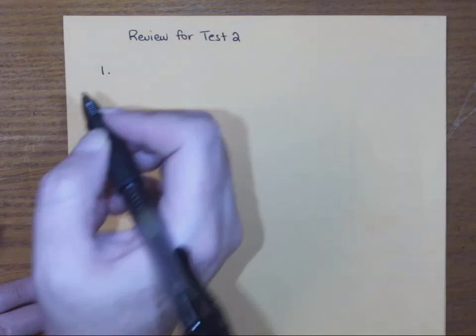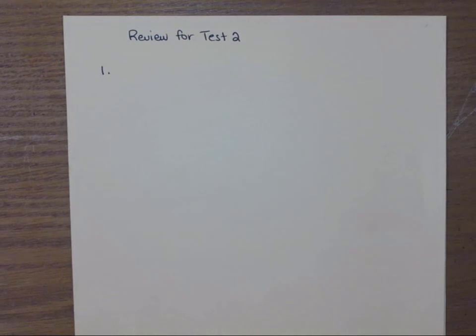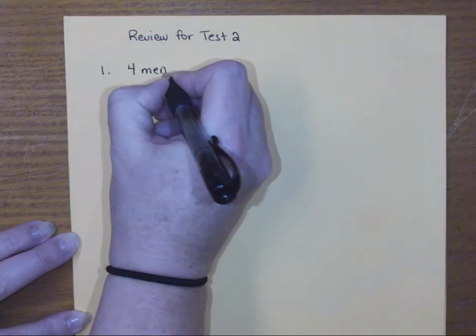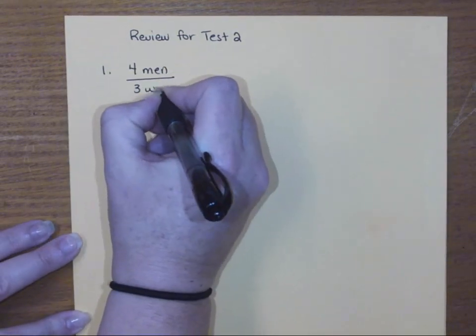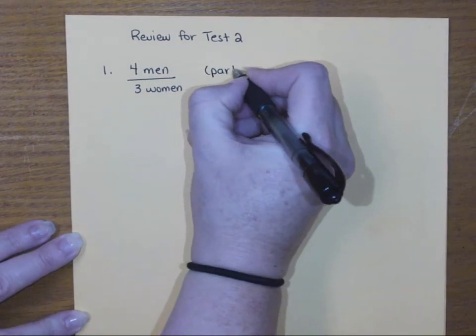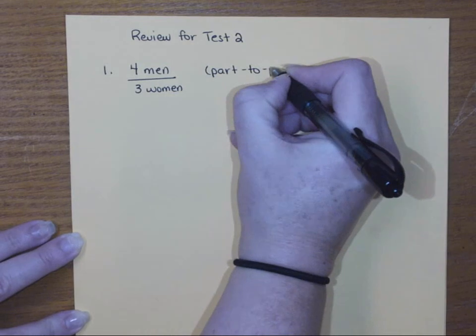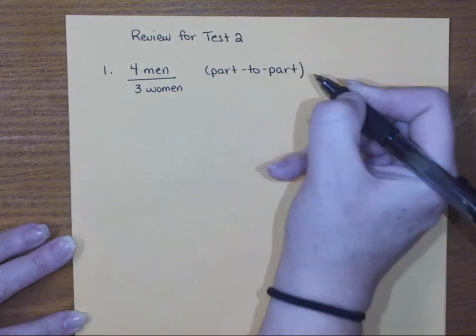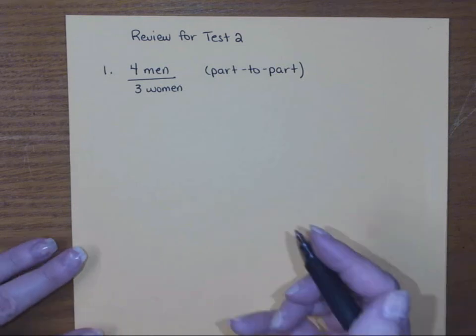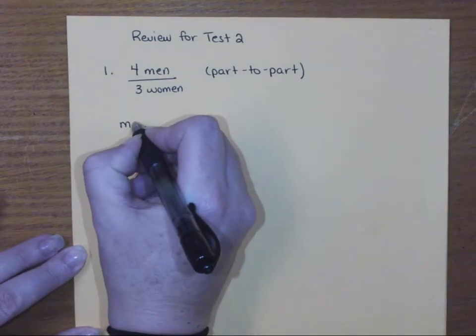Okay. All right, so let's look at number 1. Use a table to answer the following question. So in a certain college class, the ratio of men to women is 4 to 3. So we have 4 men for every 3 women. Remember back when we talked about ratio, this is what we would call a part-to-part comparison. Okay, it's not a part-to-whole comparison, so it's not actually really a true fraction. Remember we talked about that.